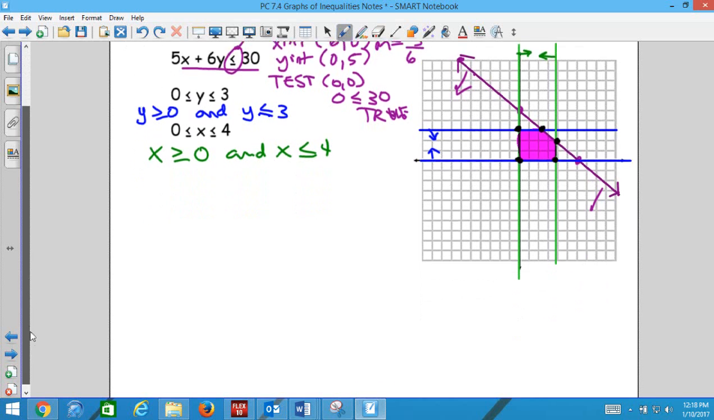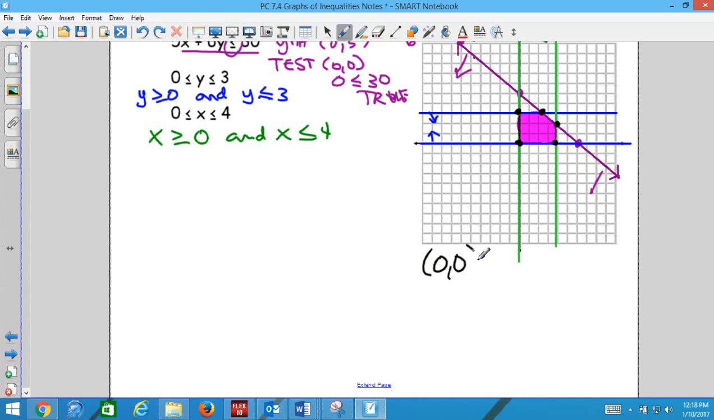What's one of them? All right, 0, 0. What's another one? 0, 3. What's another one? Nope. What's another one that's obvious? What's that? 4, 0. Okay. The other two, you might think that they hit somewhere, but unless you can prove it, it's just up to how accurately you graphed. So we are going to find the other two intersections a different way.